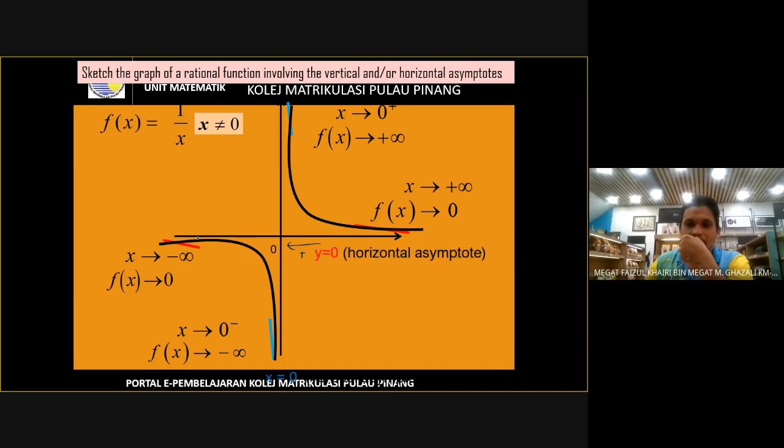Okay, so class, at this moment, for this example, the x-axis is where the value of y equals 0. The y-axis is also where the value of x equals 0. So at this point here now, y equals 0, or the x-axis, is the horizontal asymptote of the graph. And the y-axis, or x equals 0, is the vertical asymptote of the graph when x approaches 0 from right and left.